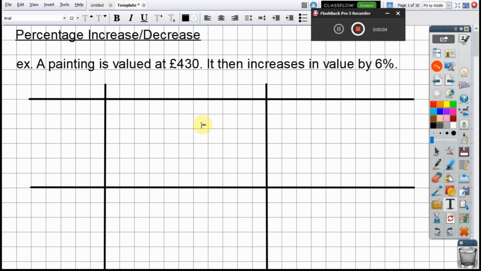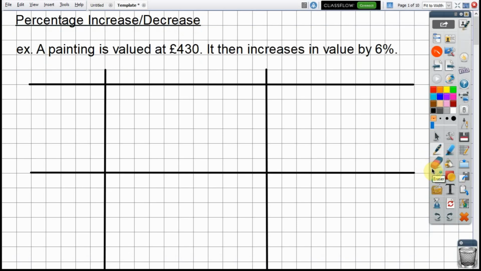In these type of questions, percentage increase and decrease, there are a number of different ways the question can be phrased and a number of different methods that you have available to you for tackling it. So let's dive straight in and look at this example.